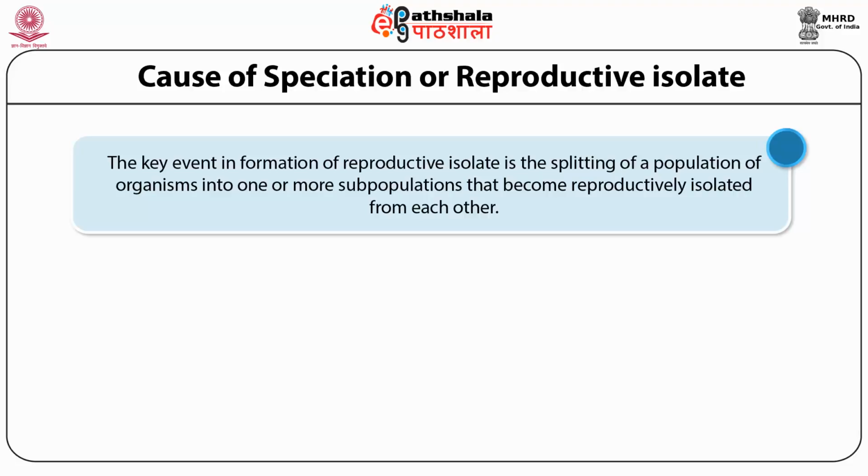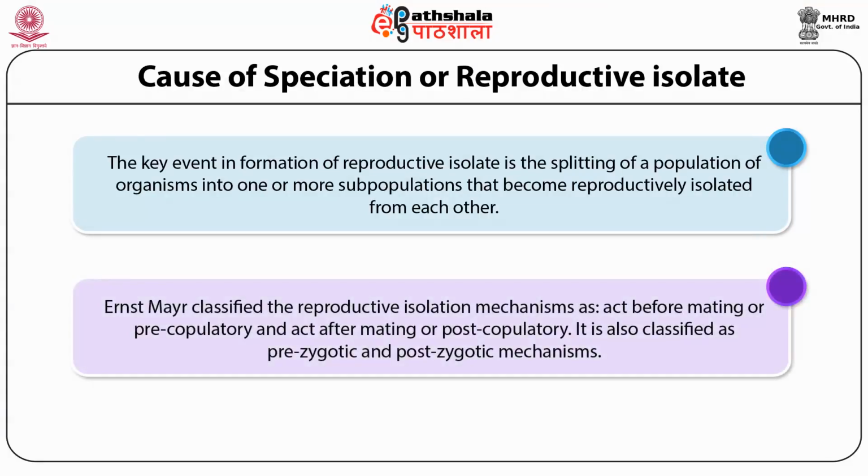Such kind of speciation is known as sympatric speciation. Whereas speciation in populations whose geographical distributions do not overlap is called allopatric speciation. Ernest Mayr classified the reproductive isolation mechanisms into two categories: one, acting before mating, or pre-copulatory, and the other, acting after mating, or post-copulatory. It is also classified as prezygotic and postzygotic mechanisms.